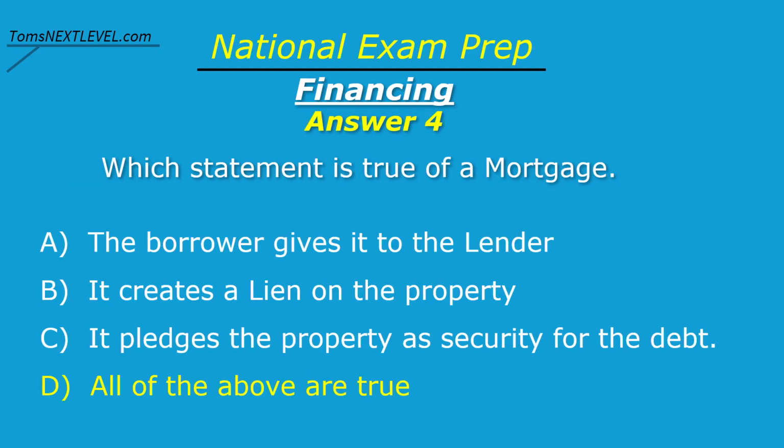Answer to 4 is D. All of the things above are true of a mortgage. The borrower does give it to the lender. That makes the borrower the mortgagor because they give the mortgage to the lender. The mortgage creates the lien, and the mortgage is security for the debt. Here's a great note for you to make. The mortgage is security for the debt. The promissory note is evidence of the debt.